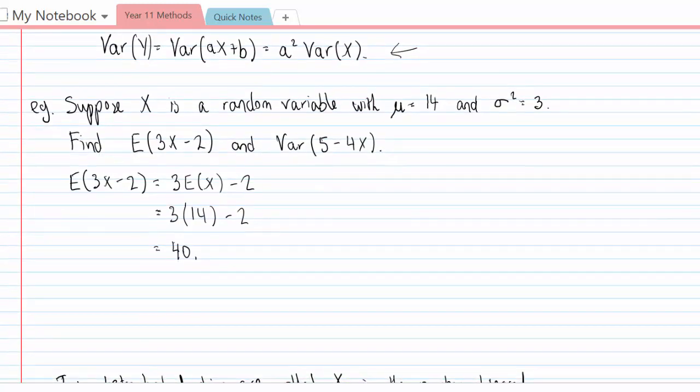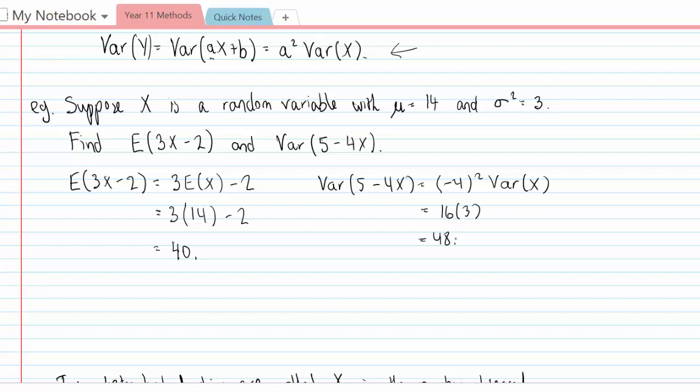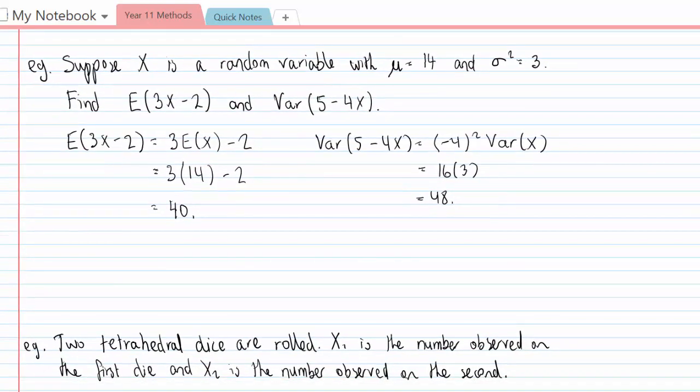And as for the variance of 5 minus 4x, now again we'll use the rule just up above. So a in this case is the number in front of the x, so that's going to be our negative 4. So we're going to have negative 4 squared times the variance of x. And we know the variance of x is just 3, so that's going to be 16 times 3, which is 48. And that's all there is to it.